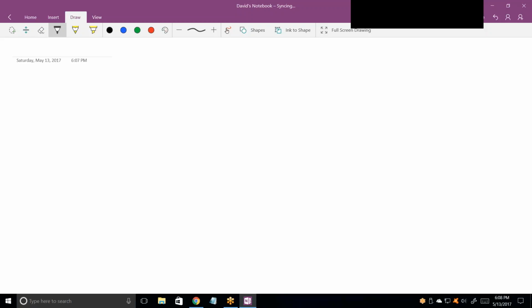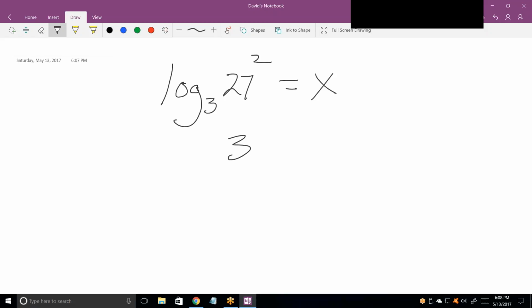The next one is log base 3 of 27 to the 2. Like that? Yeah. So what's the first thing I should do here? You make it equal to x. Okay. Now what? Then you turn it into exponential form. Okay, give it to me. It would be 3 to the x equals 27 squared.